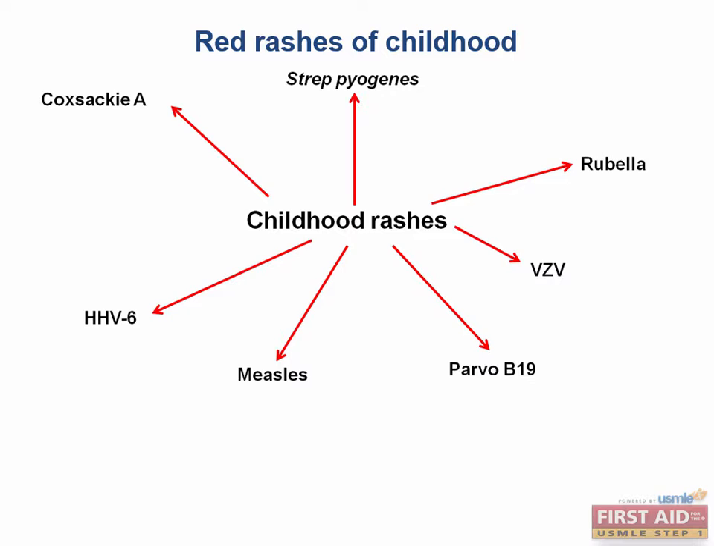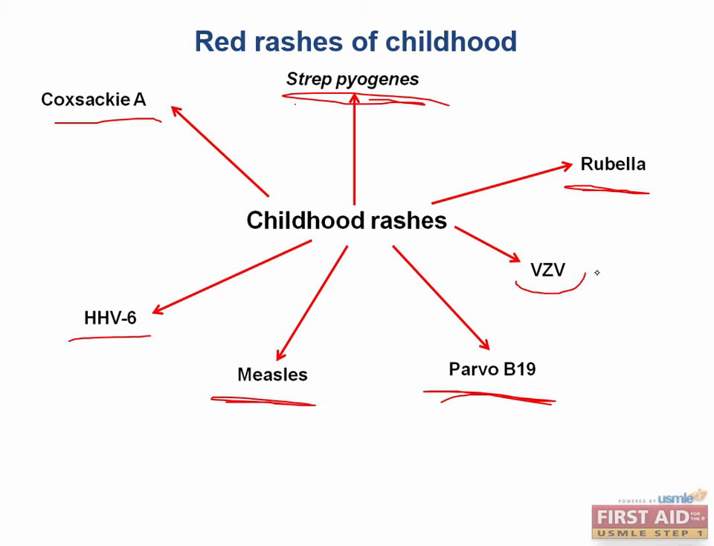So to review, there are 7 rashes of childhood: the Coxsackie virus, which causes hand, foot, and mouth disease; HHV6 causes roseola; measles virus causes a measles rash that starts on the head and spreads downward; parvovirus causes erythema infectiosum or slap-cheeked fever; rubella virus causes German measles; strep pyogenes causes scarlet fever; and the varicella-zoster virus causes chickenpox. Very good.